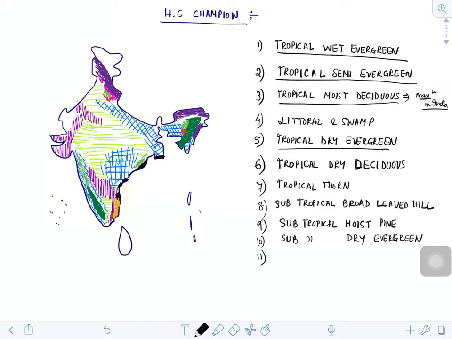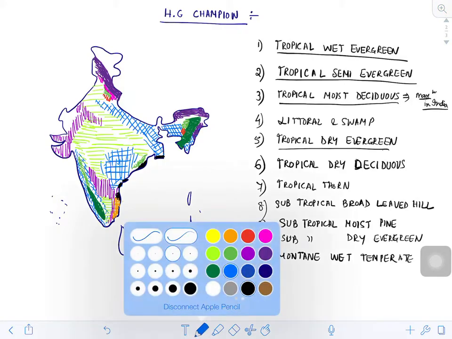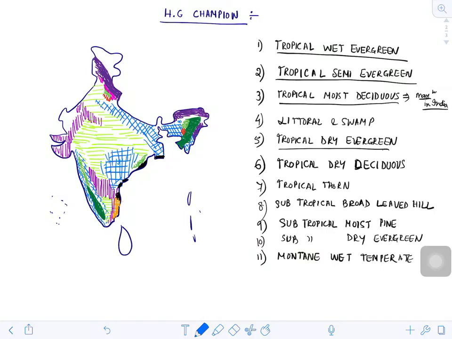Then we have montane wet temperate. Now this includes areas in the rest of Arunachal Pradesh. And where else can we find it? Mostly in these areas.